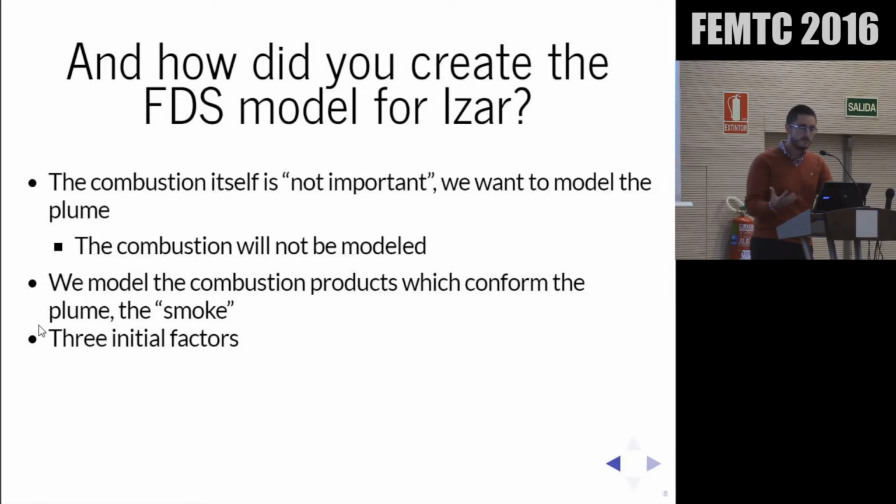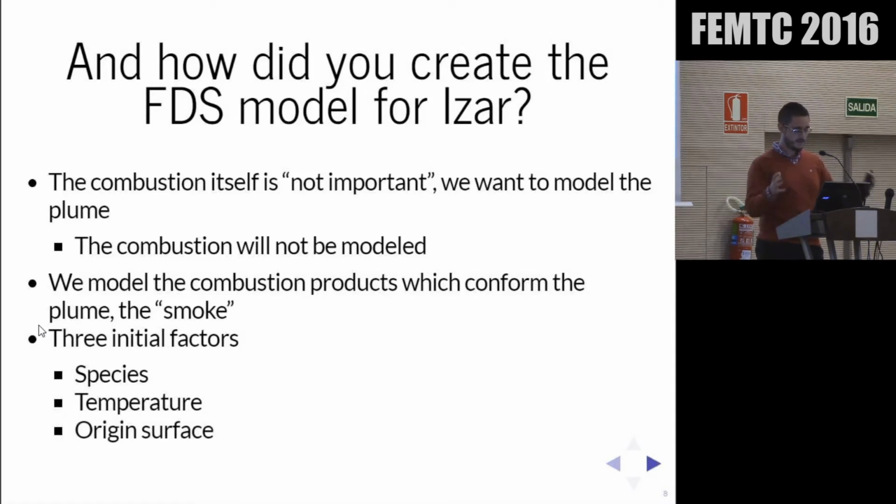And what was important for me when I began? It's not the efficiency. I knew I had this kind of flame, and that the system was very efficient with the combustion, and that was not so important. What was important for me was the smoke, the plume that I would generate. And I defined 3 initial factors: the species, the temperature, and the origin surface. These were 3 things that I knew I could define from the very beginning.